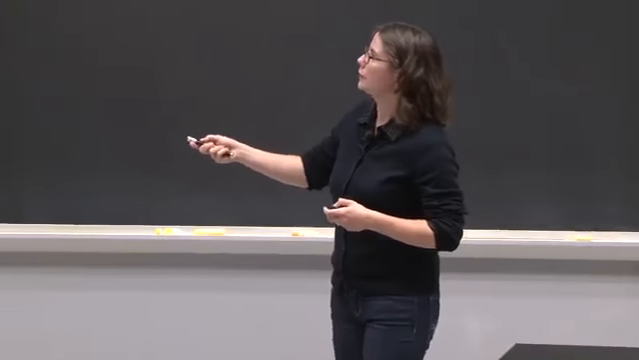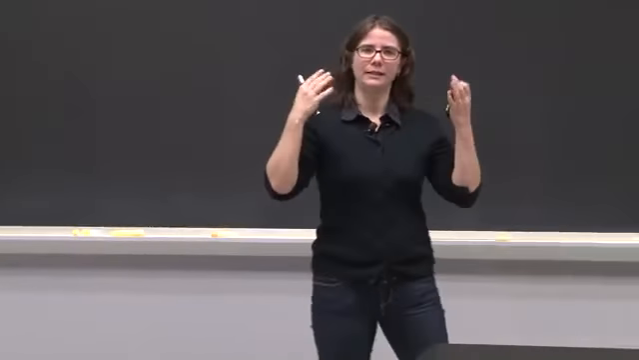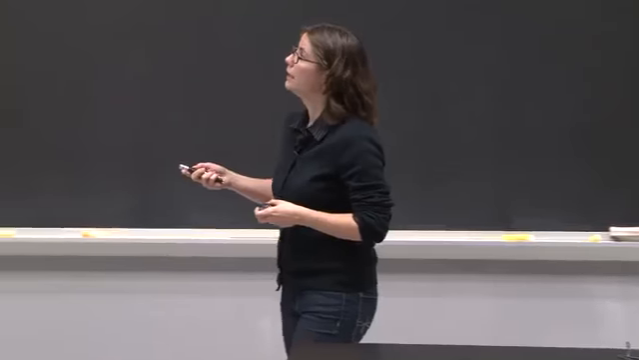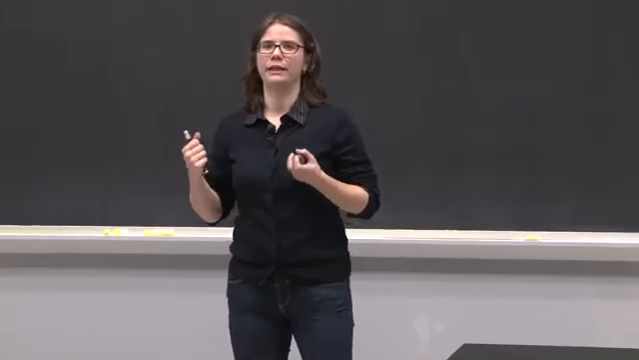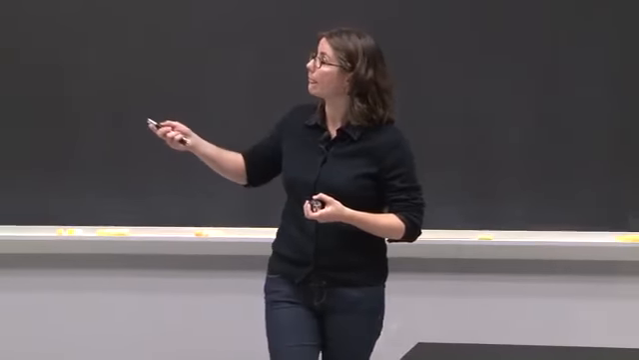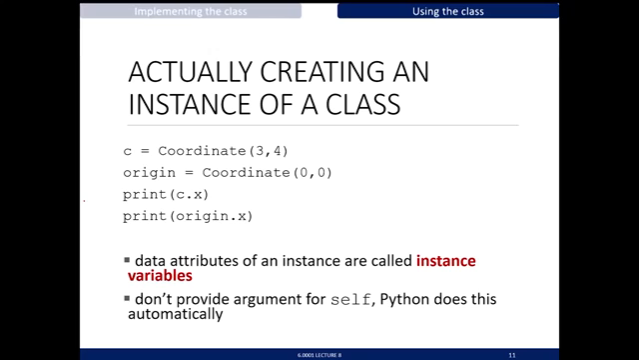So now we have a nice class. It's very simple, but we can start actually creating coordinate objects. When you create coordinate objects, you're creating instances of the class. So this line here, c is equal to coordinate 3, 4, is going to call the init method. It's going to call the init method with x is equal to 3 and y is equal to 4.